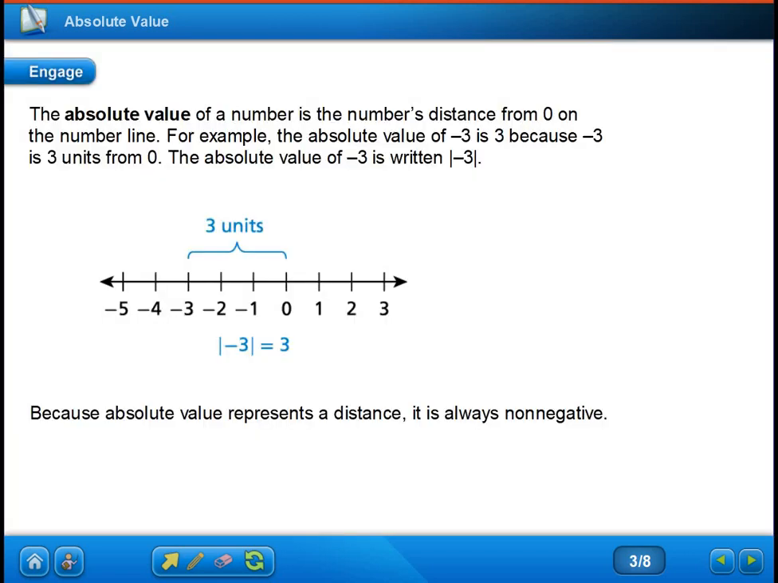What I want to draw your attention to is that absolute value is always going to be non-negative, because absolute value always tells us the number's distance. It never talks about direction. So students often confuse absolute value and opposites, and we have to make sure that we remember absolute value is not going to have that negative symbol ever, because it's just talking about distance, whereas opposites talk about distance and direction.